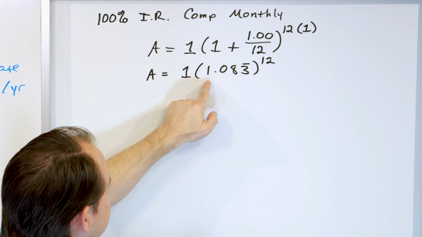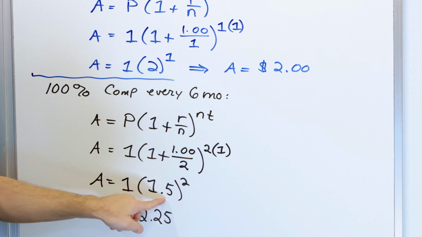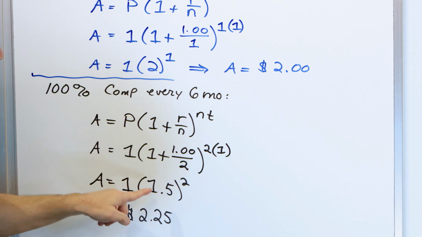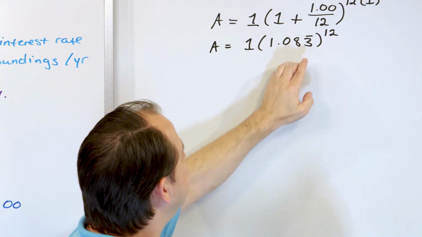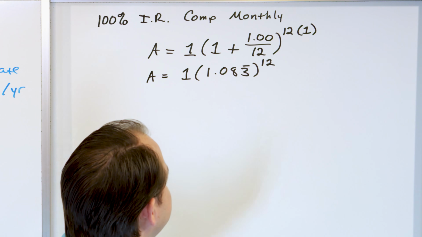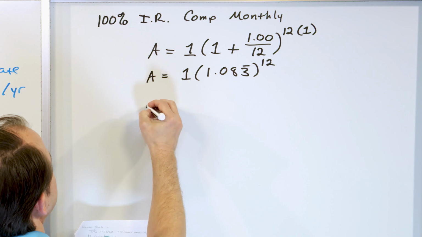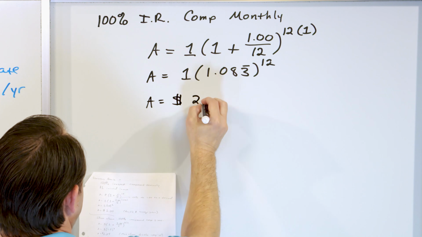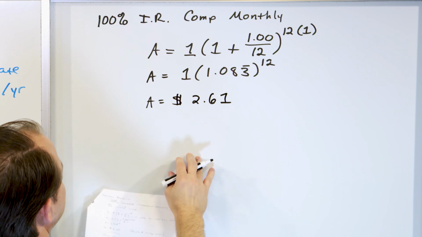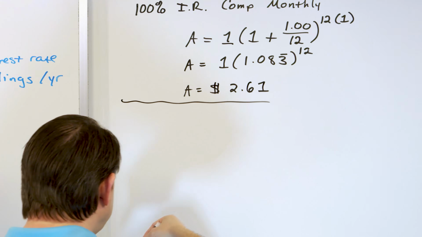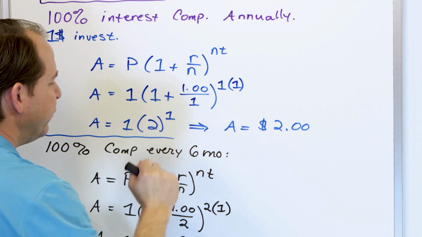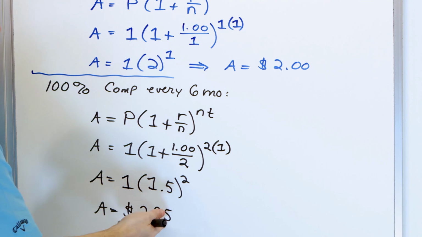This smaller rate is smaller than this one, which is smaller than this one because I had 2 right here, right? So I'm basically chopping the rate into a smaller piece, but I'm giving it to you more often. So what happens whenever I go through this is I get $2.61. So notice when I compounded annually just 1 time a year, I got $2. When I did it every 6 months, I got $2.25.